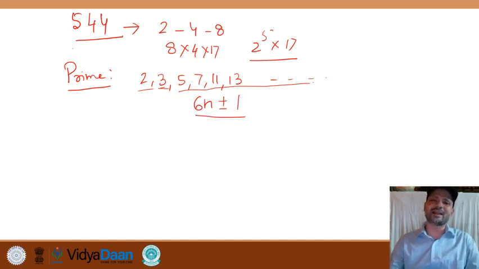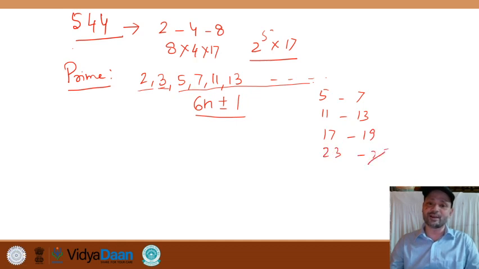Certainly sometimes minus 1 as well as plus 1 are prime, but as you progress, everywhere you will not see that. Suppose you keep n equal to 1, it will be 5 and 7. If you keep n equal to 2, it will be 11 and 13, both are prime. If you keep 3, it will be 17 and 19. If you keep 4, it will be 23 and 25. So 25 is not prime. Like that, all the primes will be of this form.